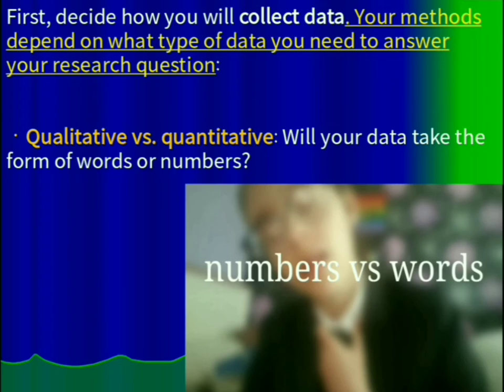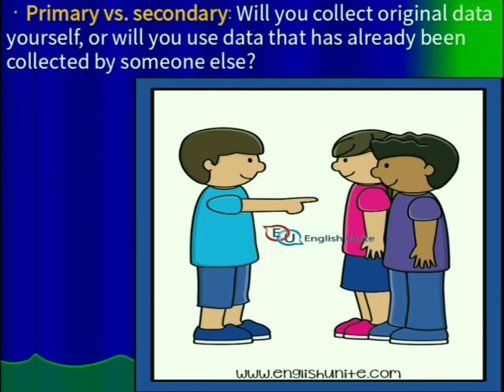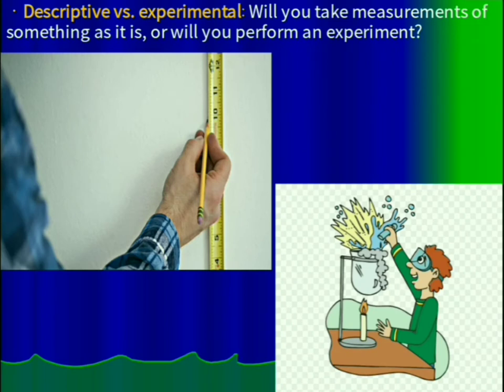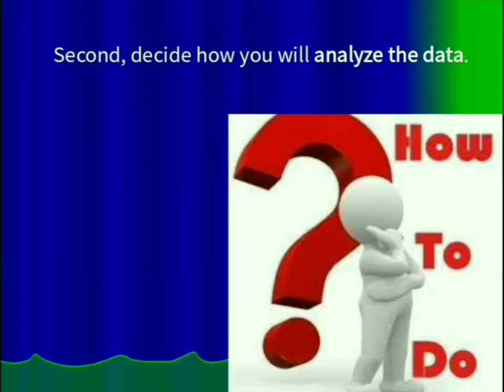Will you collect words or numbers? According to this, they can be qualitative and quantitative. They can be primary and secondary. In primary, you collect data yourself. In the secondary, you use collected data. Will you take measurements of something, or will you perform an experiment? They can be descriptive and experimental.